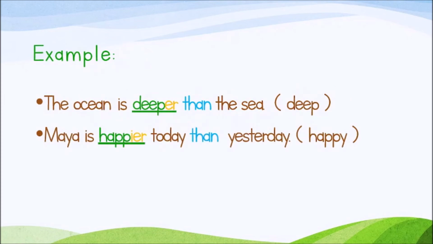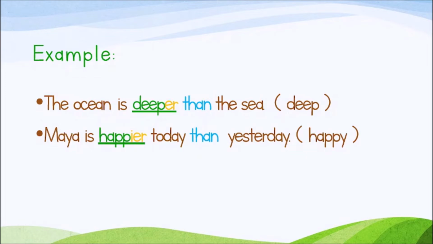Another example, the ocean is deeper than the sea. Maya is happier today than yesterday. So as you can see in these examples, we are already comparing two nouns. For the first one, we have the ocean and the sea. And for the second one, it is today and yesterday, comparing how happy Maya is.